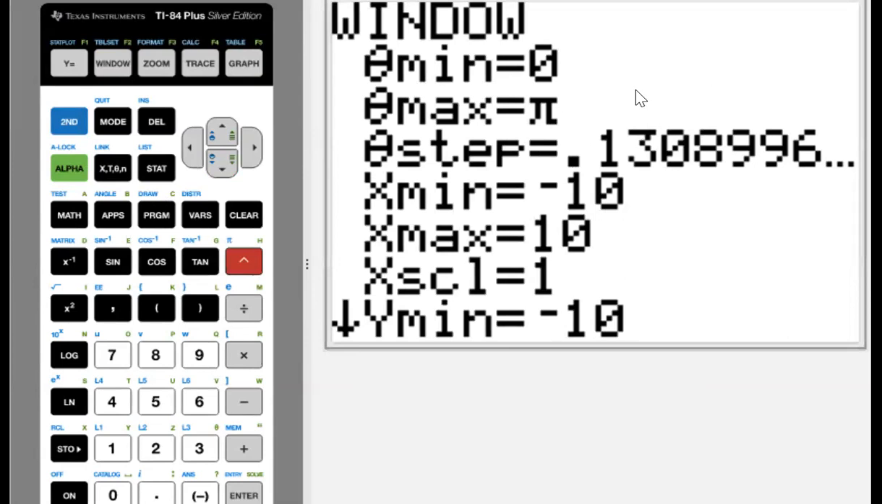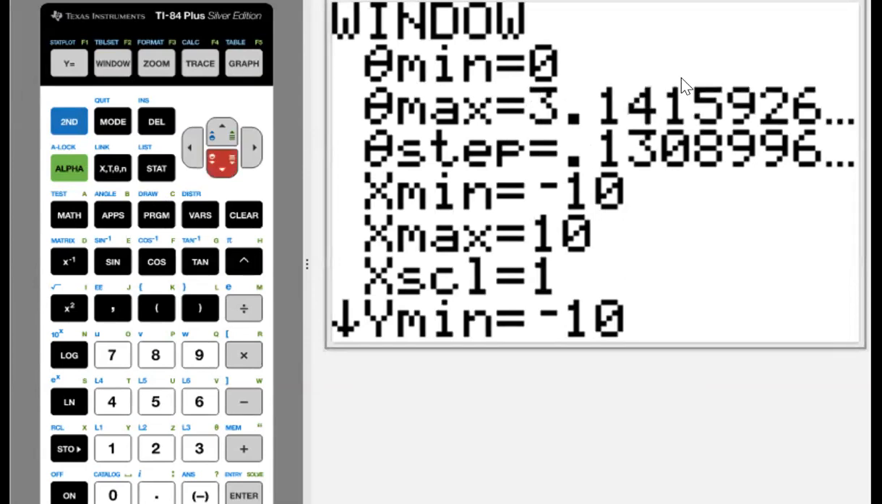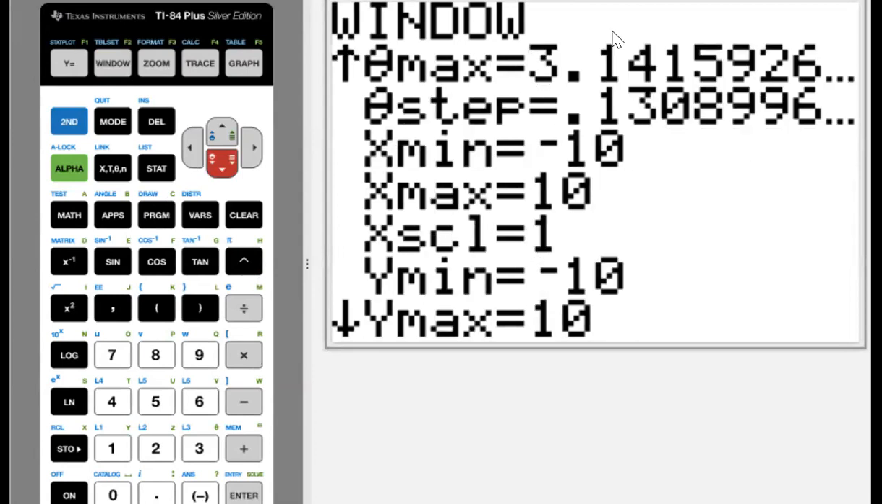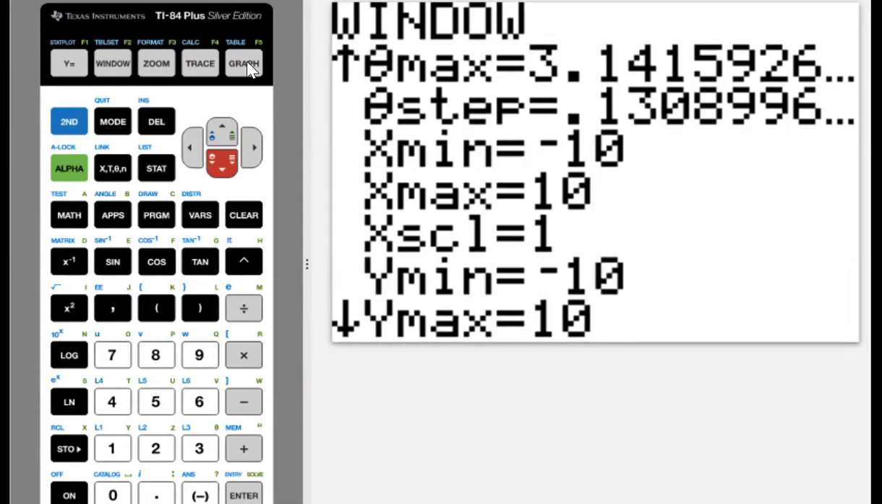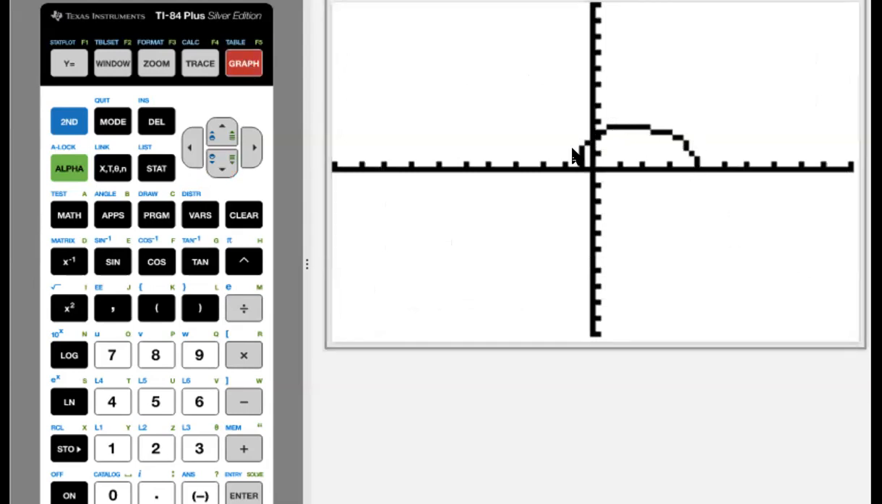So to put pi there, and the step, don't worry about the steps. The x min -10, +10, that's fine. So let's see how the graph looks. Hit the graph. So that means we have just the upper half, the upper half from 0 to pi.